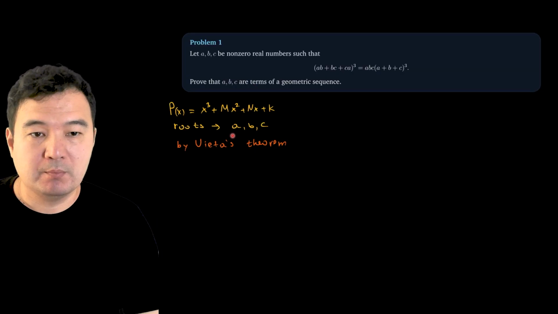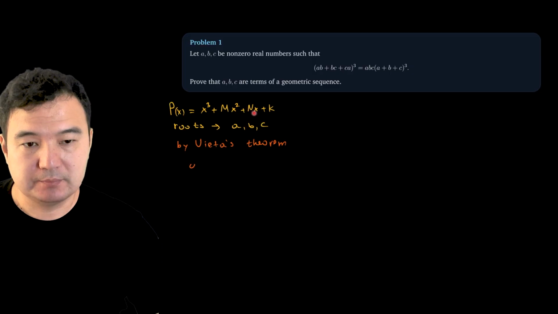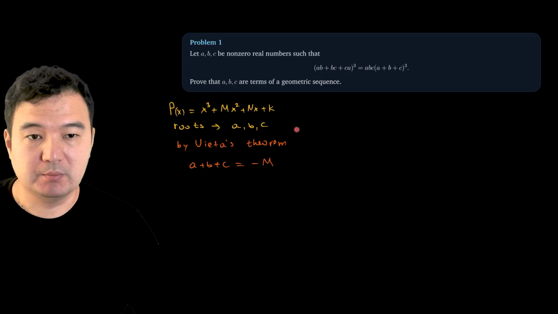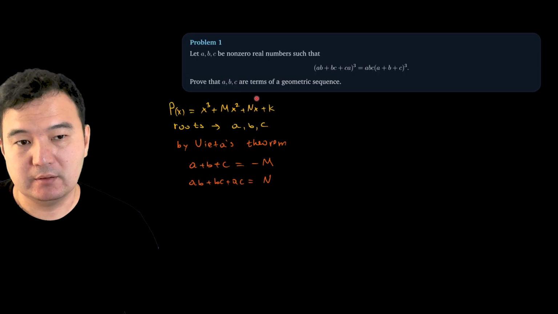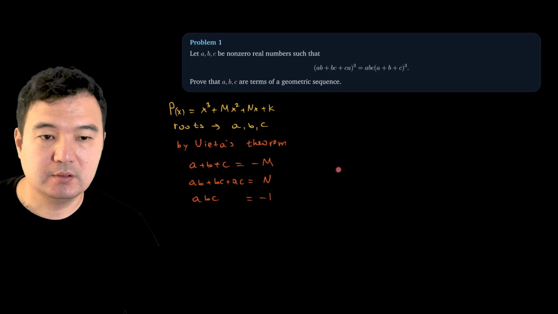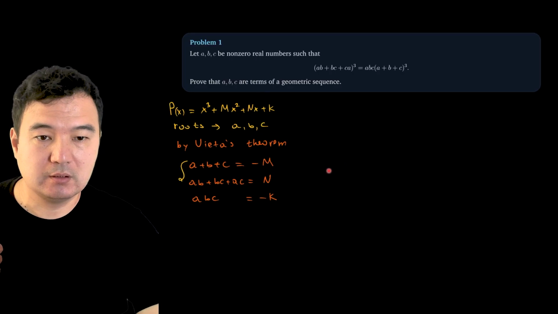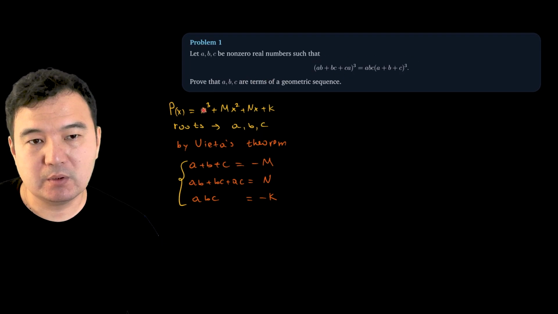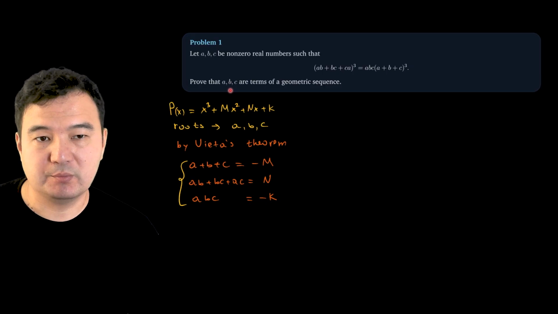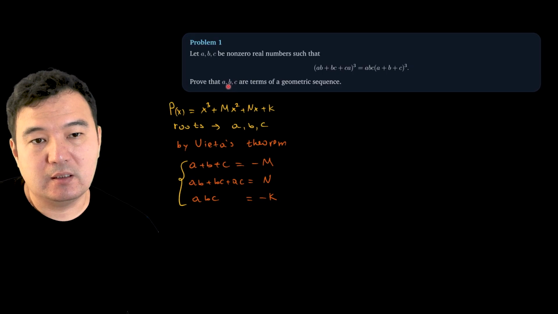So by Vieta's theorem, you can do the sum of roots and the pairwise products. The sum of roots is going to be minus m, the pairwise products is going to be n, and the product of a, b, c is k. So what we want to do is use this polynomial to get some information about a, b, c, because this polynomial has roots a, b, c.